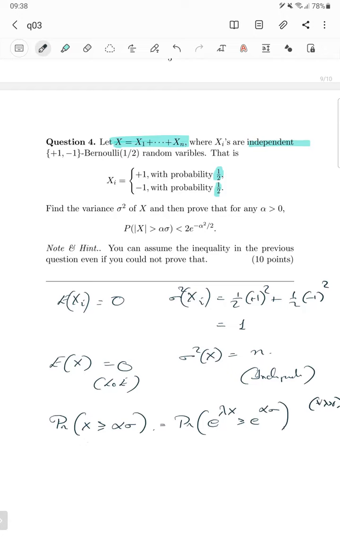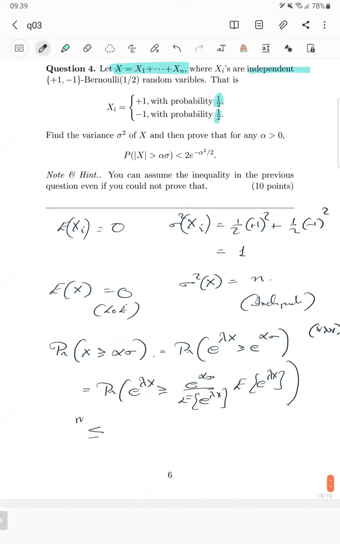For this, we can use Markov's inequality, because I can write it as the expectation of e raised to lambda x, divided by e raised to lambda alpha sigma, which is the constant. I'm just multiplying and dividing by it. Now by Markov's inequality it will be at most 1 by that constant, so the expectation of e raised to lambda x divided by e raised to lambda alpha sigma.